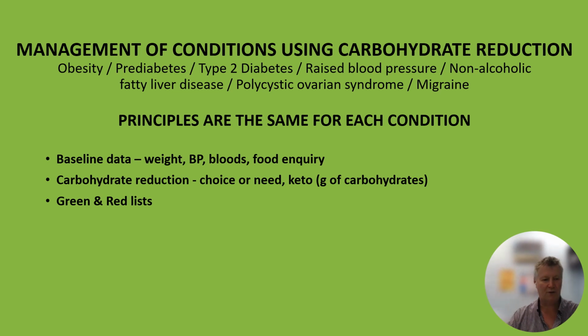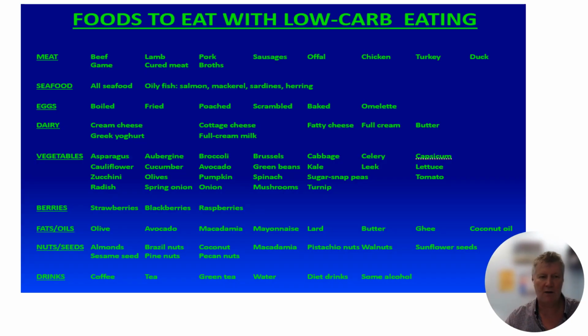And then we've got the green lists and the red lists. The green lists are the foods that we should be eating, and the red lists are the foods that we should avoid or only have occasionally. So now we come on to the foods to eat with low carb eating, the green list.